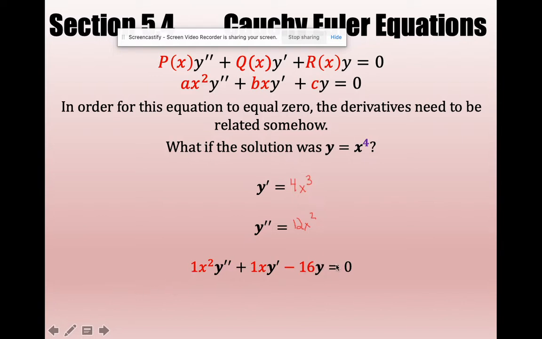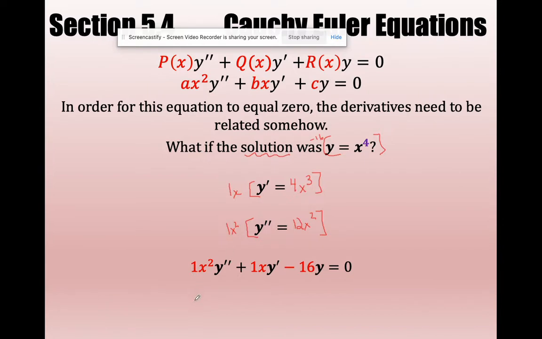So look at this differential equation, and I want you to check and verify that the solution to this particular Cauchy Euler differential equation was x to the 4th. So what are you going to do? You're going to multiply this by 1x squared, right, to get this term. Then you're going to multiply the first derivative times 1x, and you're going to multiply the original times negative 16. And then you're going to see if that adds to 0, right?